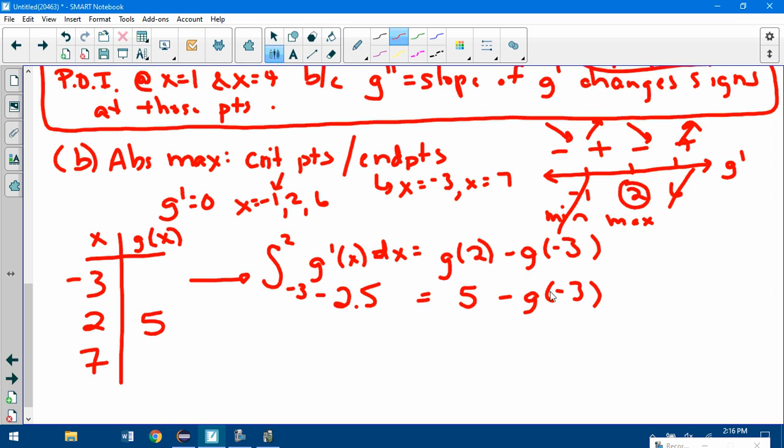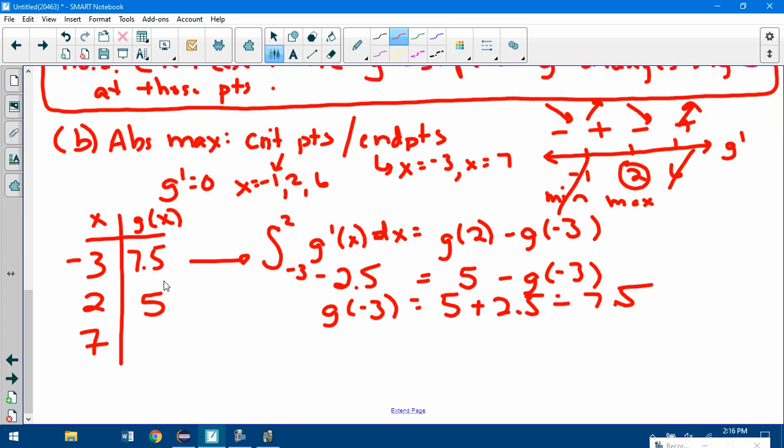Okay, but I want to solve for g of negative 3. So if I add this over, I'll get that g of negative 3 equals 5 plus 2.5, which is 7.5. All of that to figure out what g of negative 3 is. Now what? I got to do that all over again to find 7. So think about how I do that.